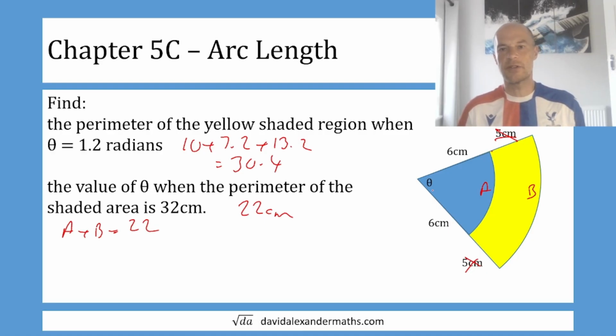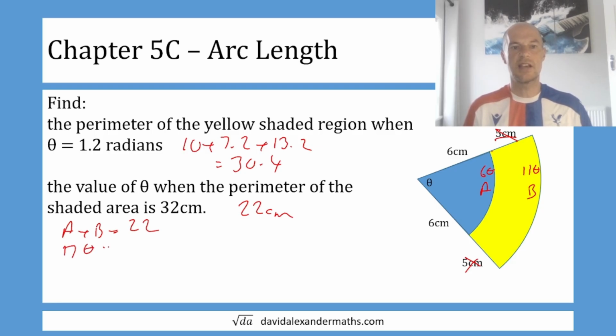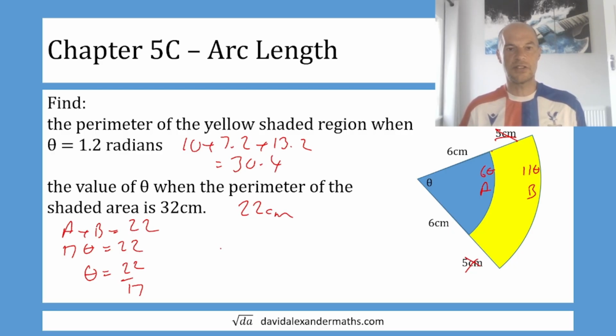Now we don't know what theta is, but A is going to be 6 times theta, so that is going to be 6 theta, and B is going to be 11 times theta, so 11 theta. So what we can say is that 11 theta plus 6 theta, which is 17 theta, equals 22. Therefore theta is 22 over 17, and 22 divided by 17 is 1.29. So theta is 1.29 radians, correct to 2 decimal places.